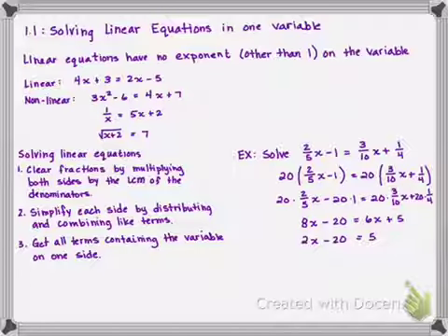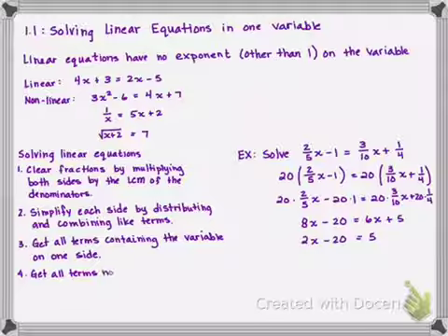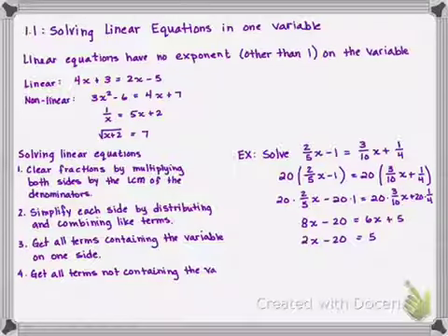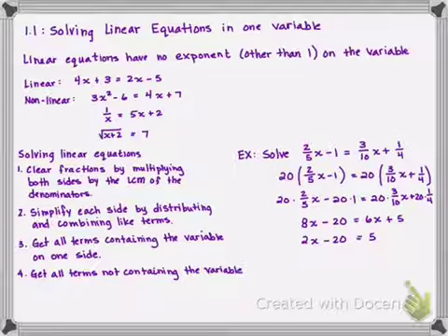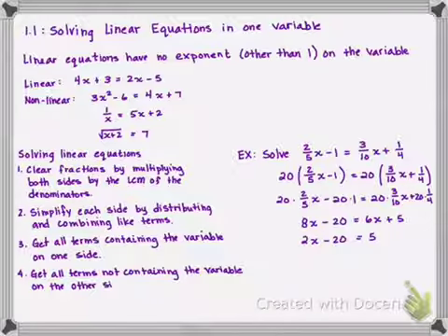Next step is to get all terms not containing the variable on the other side. And again, we can only use addition and subtraction in this step as well. In reality, it doesn't really matter the order that you do those two in. If you got the terms not containing the variable on one side first, that would be okay.